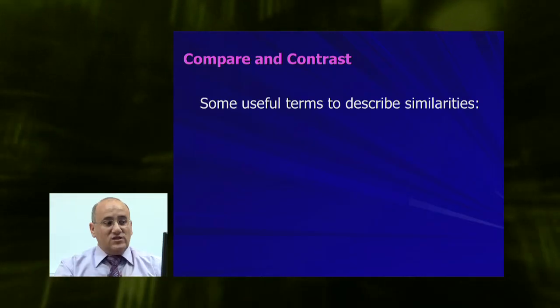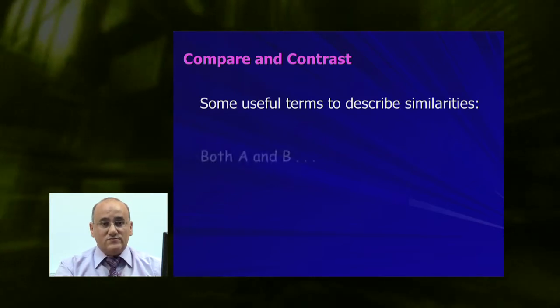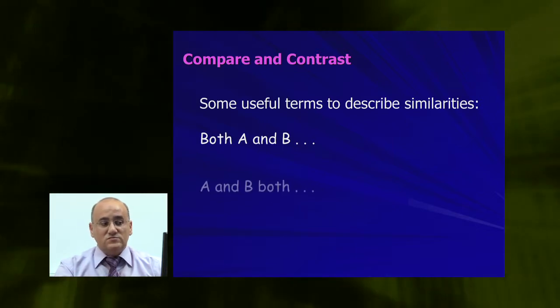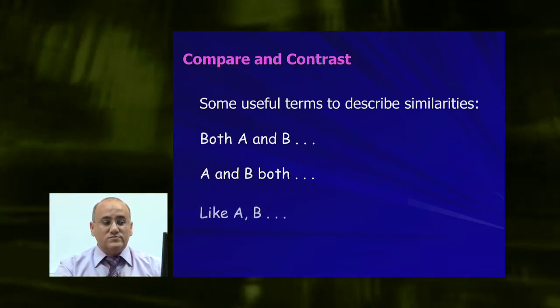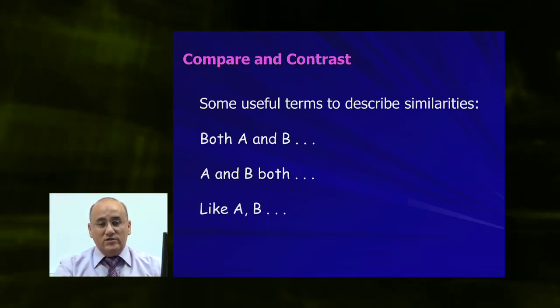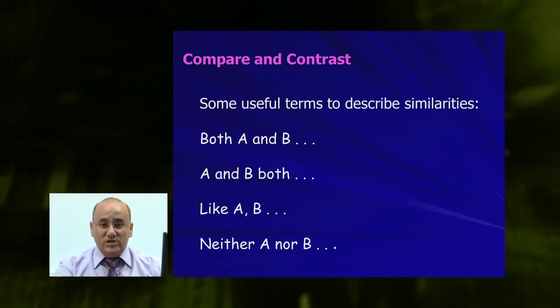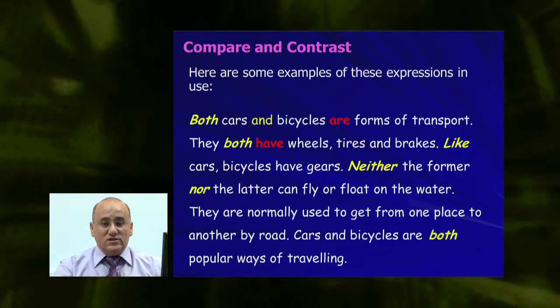Here are some useful terms to describe similarities. Both A and B. A and B both. Like A, B. Neither A nor B. Let's see these in examples.